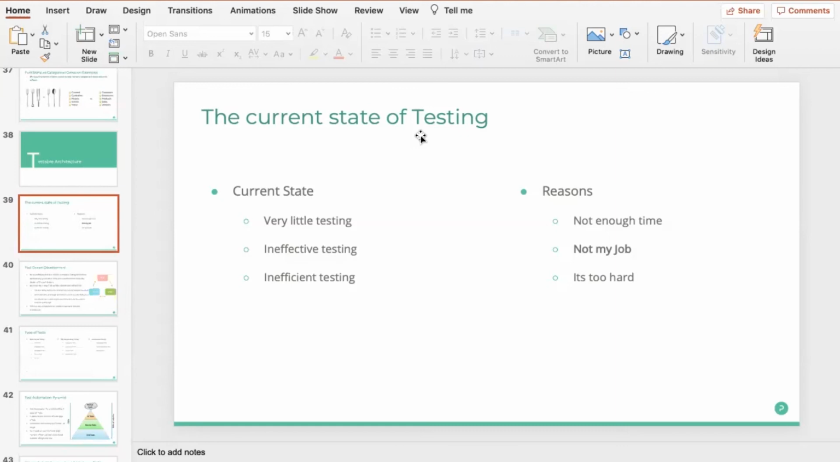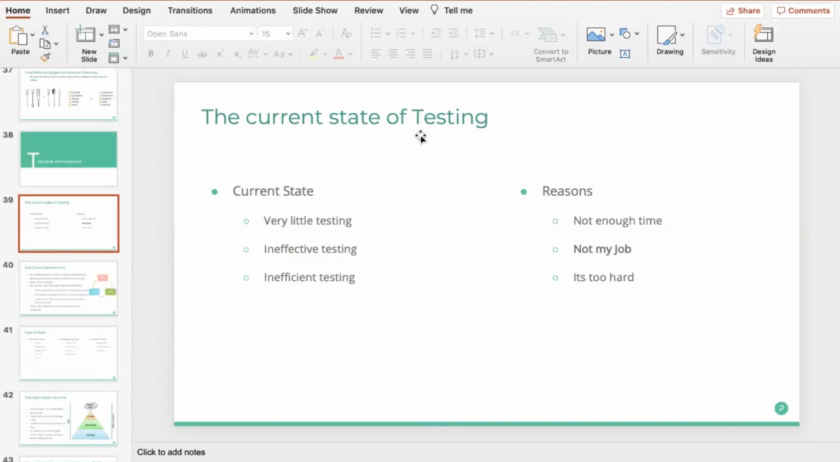So the current state of testing, if you see, is that people tend to do very little testing, for various reasons. Maybe the architecture is not allowing them to test. Even if they want to write test cases, they are not able to write the right test cases. Eventually it leads to ineffective and inefficient testing, and at the end, unmaintainable software.